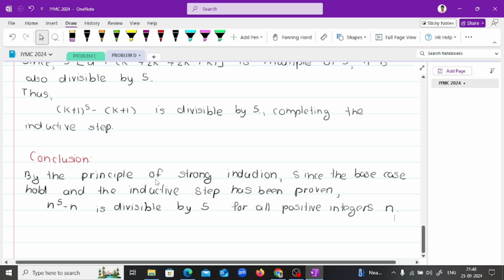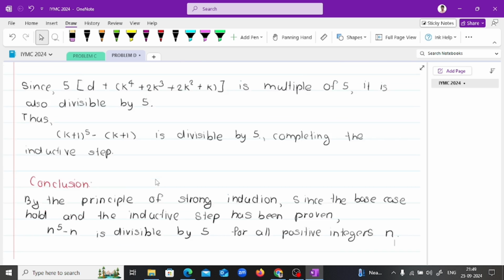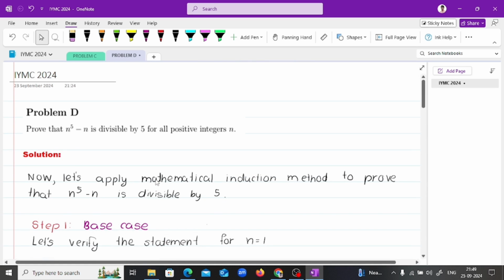Okay, so we can use an alternative approach to prove this question. Apart from induction, this problem can also be solved by using modular arithmetic, where you can test the values modulo 5, and a factorization approach can also be considered by factoring n raised to 5 minus n. These are some alternative approaches which can be used for solving this problem.